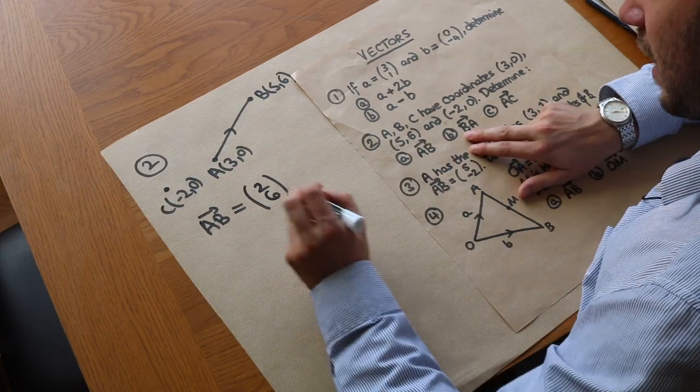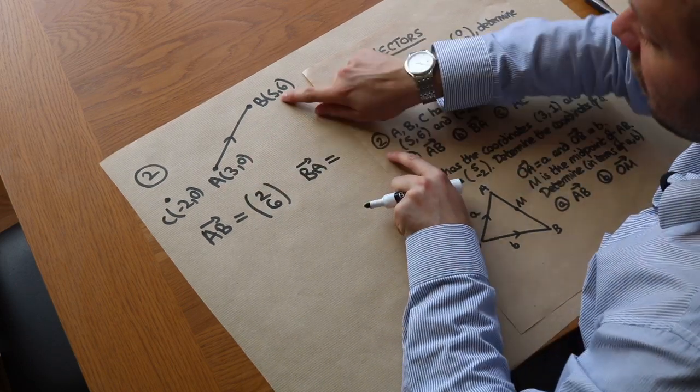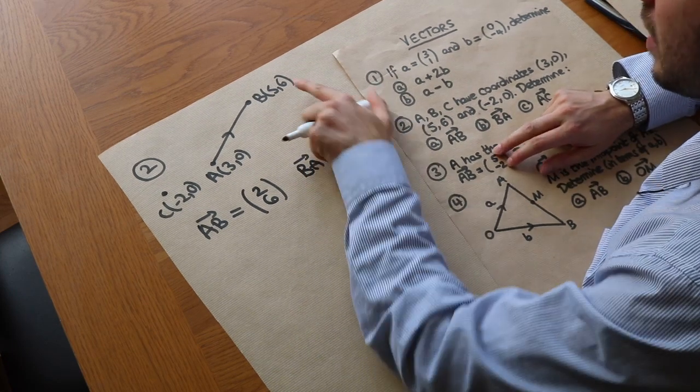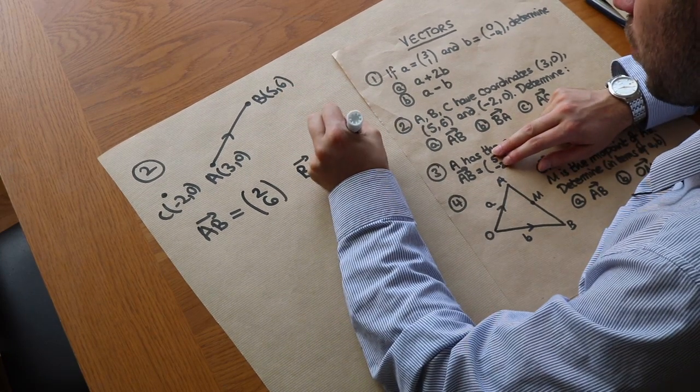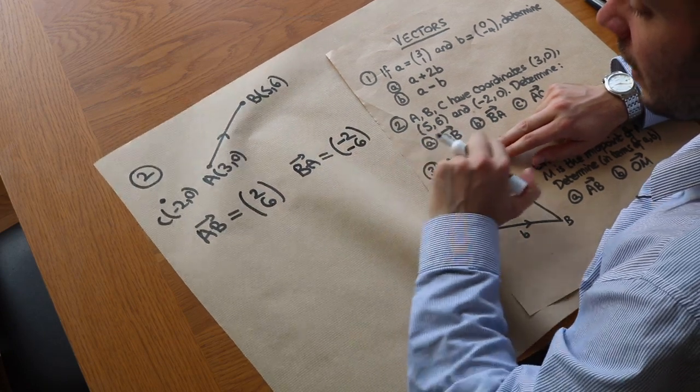What about B to A? Well, that's just the other way around. So that's going from B to A. You can see to get from 5 to 3, the x value is going down by 2. And to get from 6 to 0, the y value is going down by 6. So it's just the negation of that.